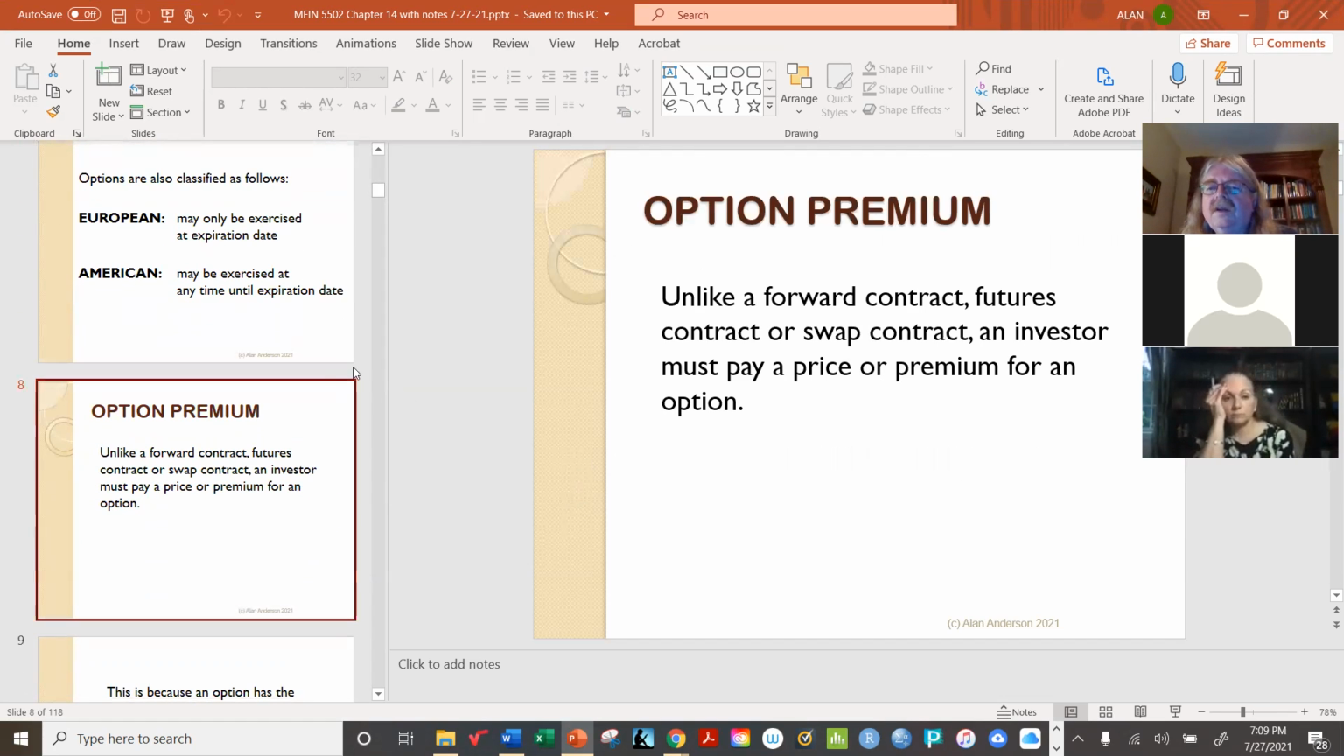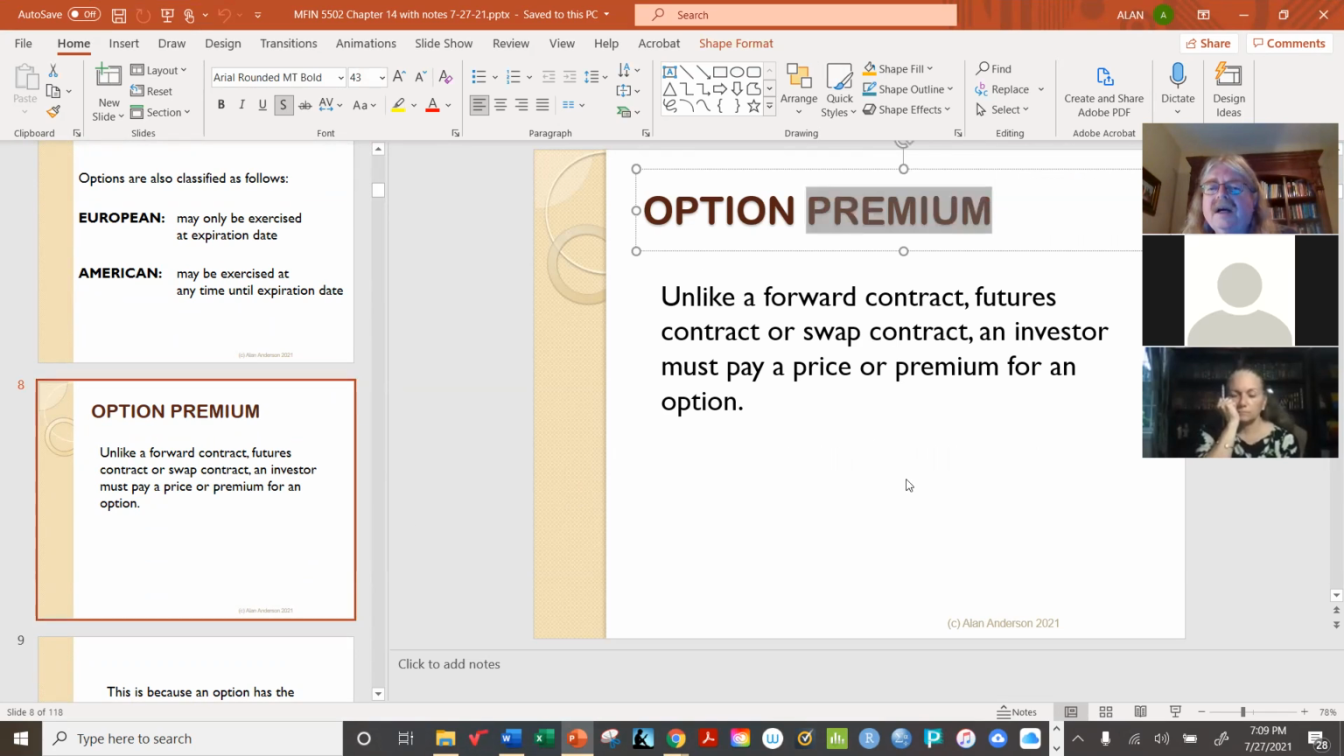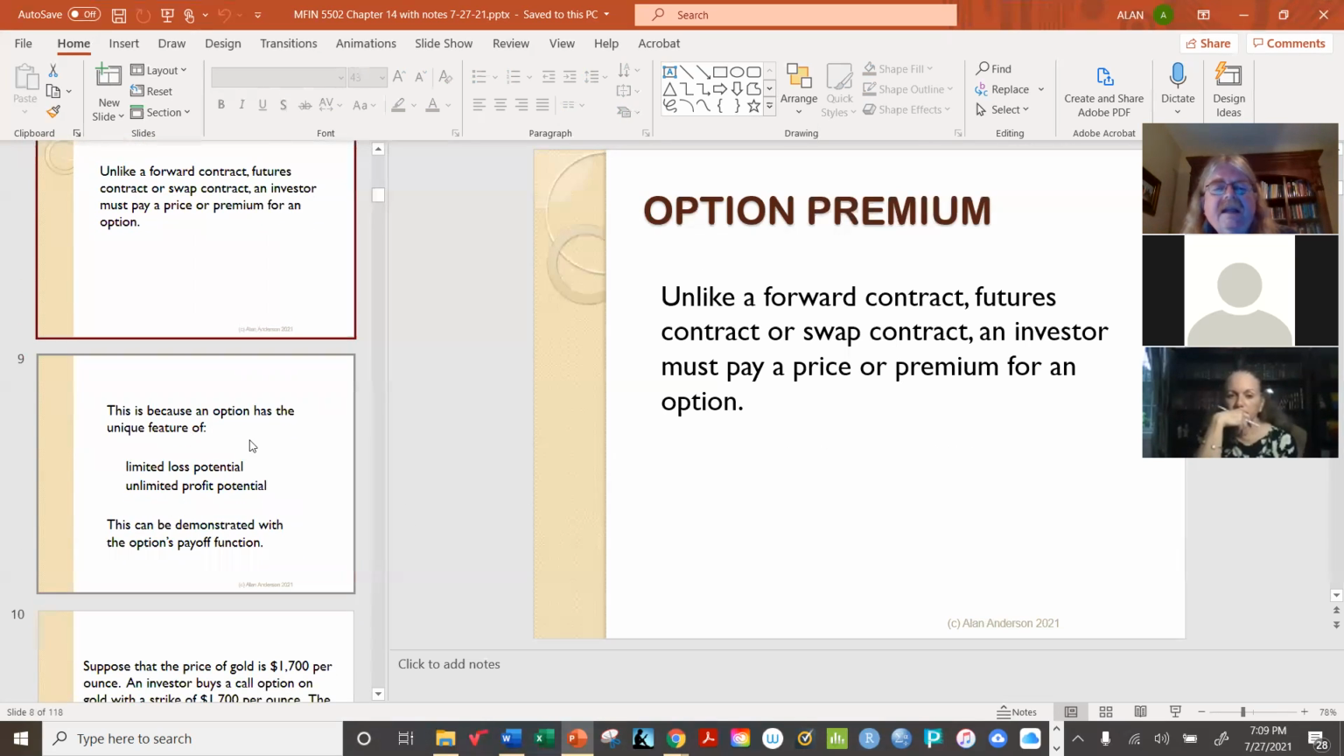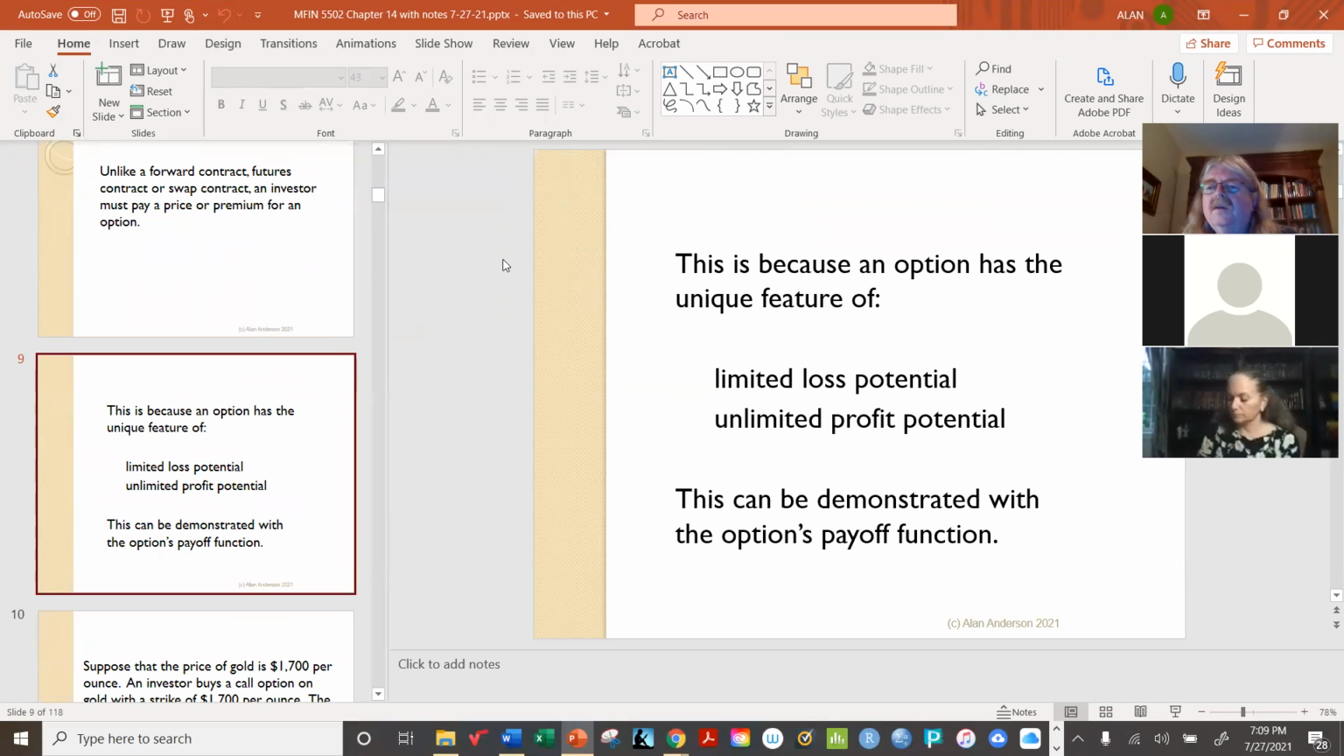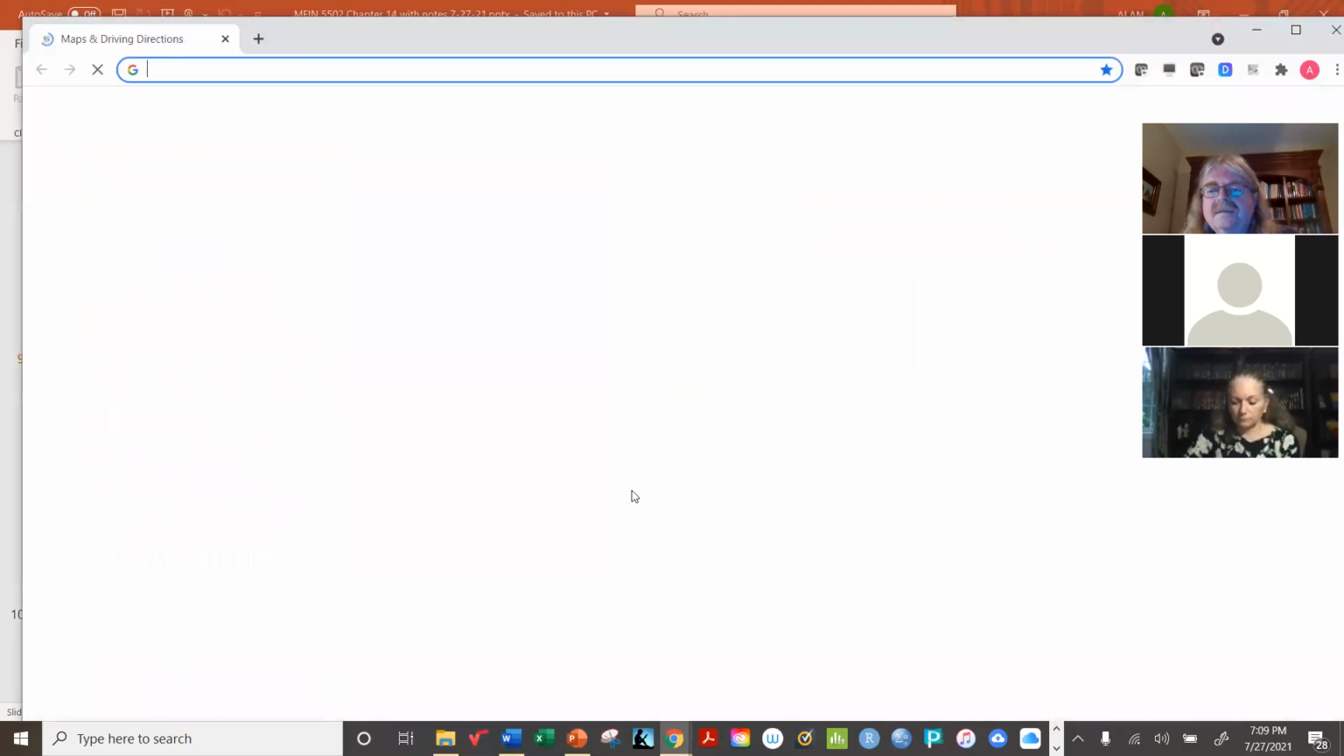Now, finally, and this is what really separates options from the other styles of derivatives, the premium. That's the price you have to pay to buy that option. They're not free. And that's because we have what's called limited loss potential combined with unlimited profit potential. And that's why we have to pay for these.